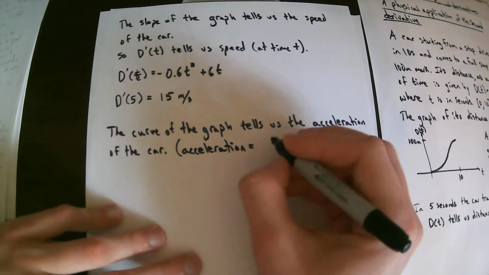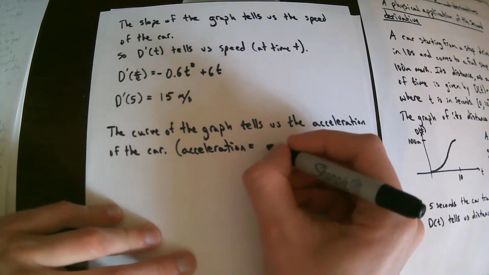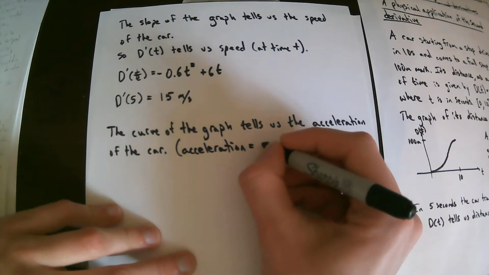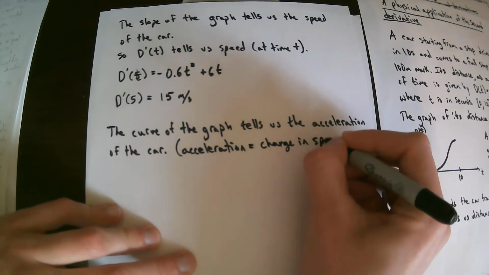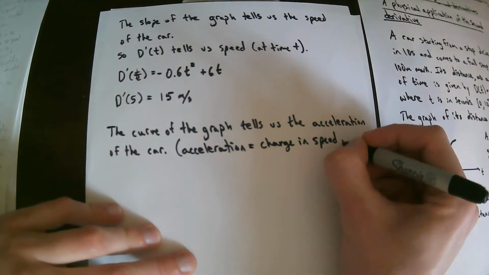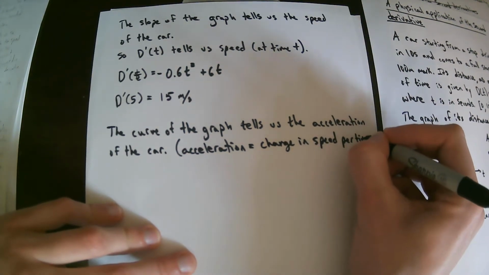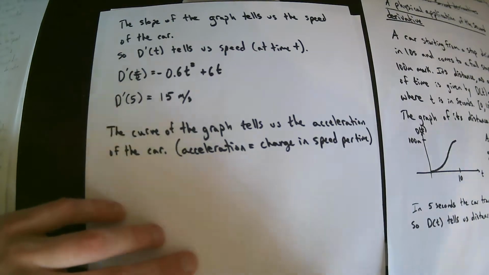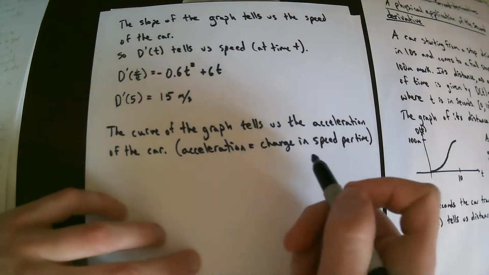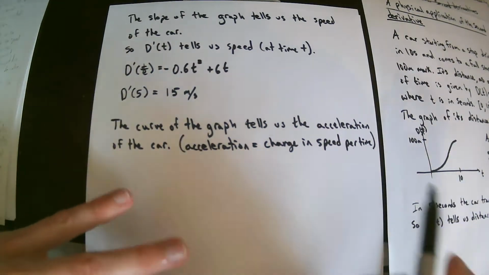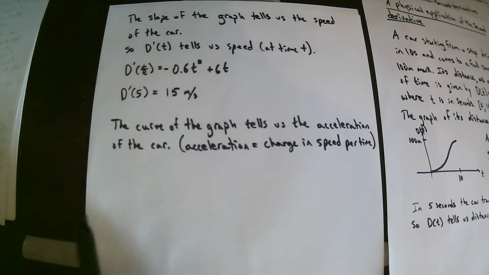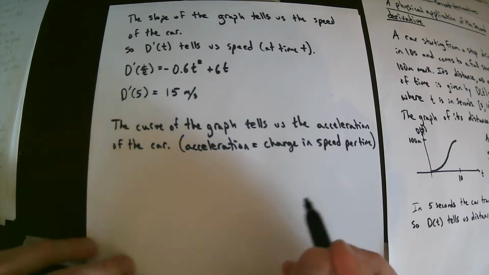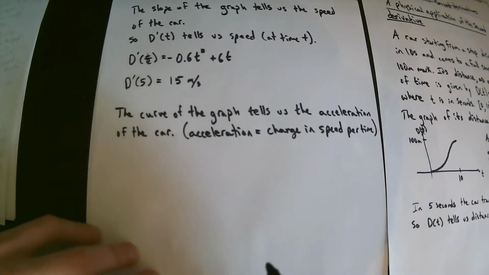How can I say this? Acceleration is change in speed per time. So now we're not talking about a change in distance per time, which we call speed. Now I'm talking about a change in speed per time. So now I'm not measuring the change in its distance per time, I'm now measuring how fast is its speed changing per time. So the curve of the graph is going to tell us that acceleration.